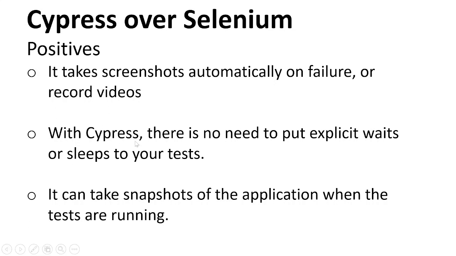While running a script on, say, a Google page, if you face a bug or the script fails for some reason, Cypress automatically saves the screenshot and also takes a video, showing why it failed and what happened. Second, with Cypress there is no need to put explicit waits or sleeps in your test, because the inbuilt functions of Cypress can manage the waits. It also takes snapshots of the application while the tests are running.